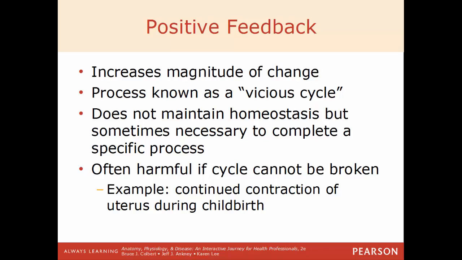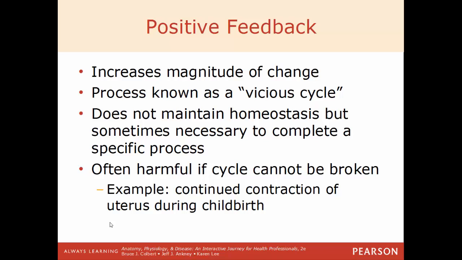The other system is the positive feedback loop. Now, this increases the magnitude of change, but it's also known as a vicious cycle. It's not used to maintain homeostasis, but it sometimes is necessary to complete a very specific process. And this can be very dangerous if the cycle isn't broken, and broken quickly. A good example of this positive feedback system is the continued contraction of the muscles of the uterus during childbirth.